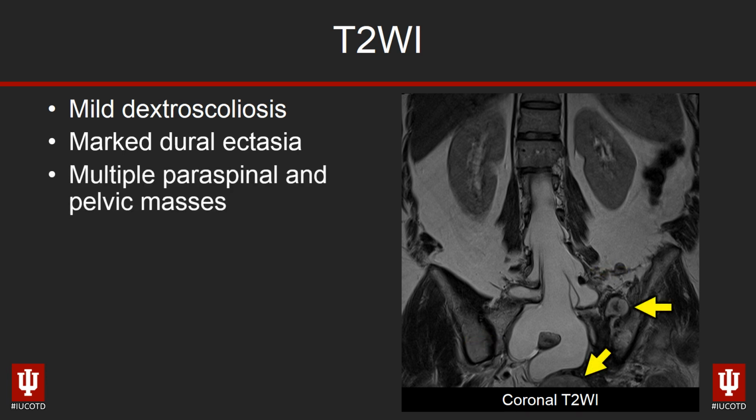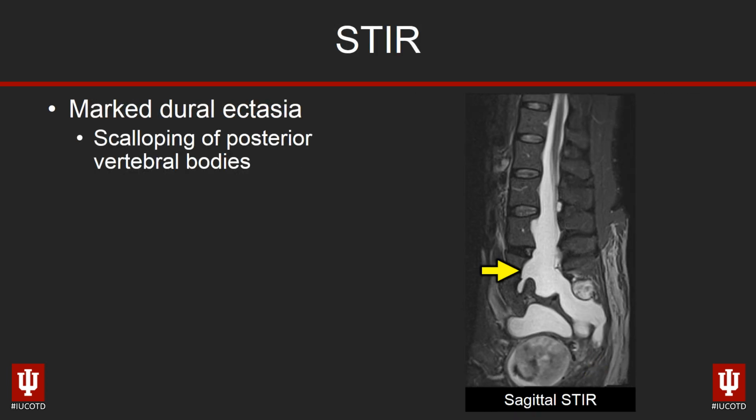Now, if you look even more carefully, you'll see that there are multiple paraspinal and pelvic masses denoted by these yellow arrows. So whenever we see a mass or something out of the ordinary, we want to look at it in multiple planes, multiple pulse sequences on MRI. So let's take a look at our sagittal STIR imaging.